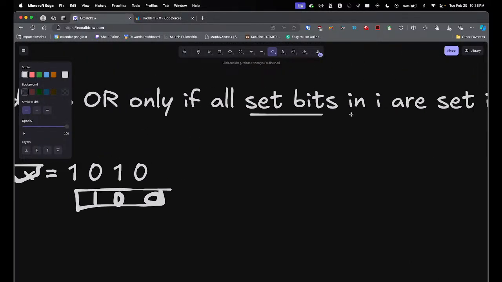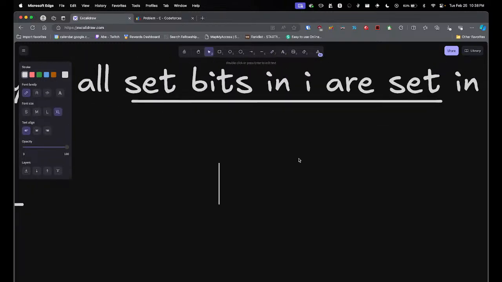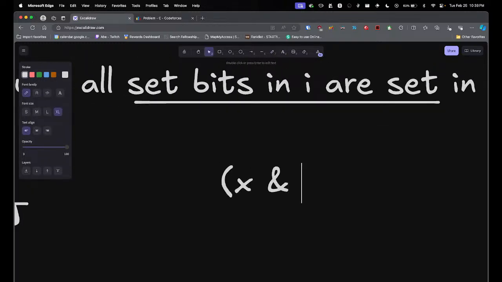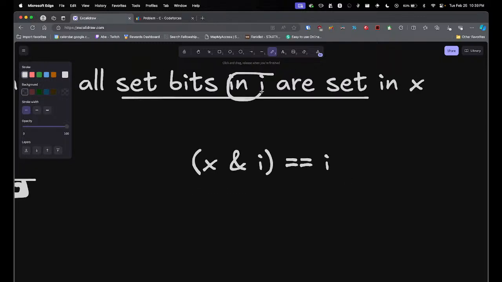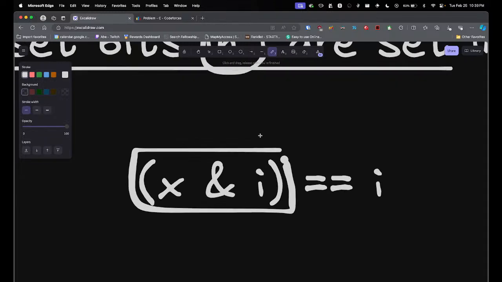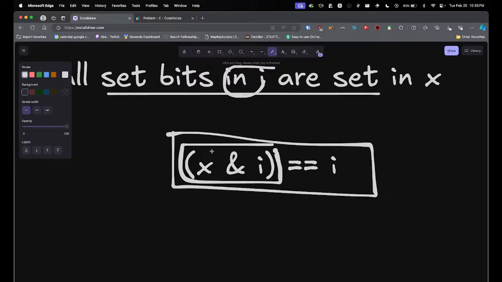So this is where I check that all set bits in I, if I want to take I, are set in X. How do I check this? There is a simple check. You can do X AND I equals I. Basically, this ensures that all set bits in I are set in X, because when you take AND, only when all set bits are set, you will get the same value. So that is a check. That is when you include.